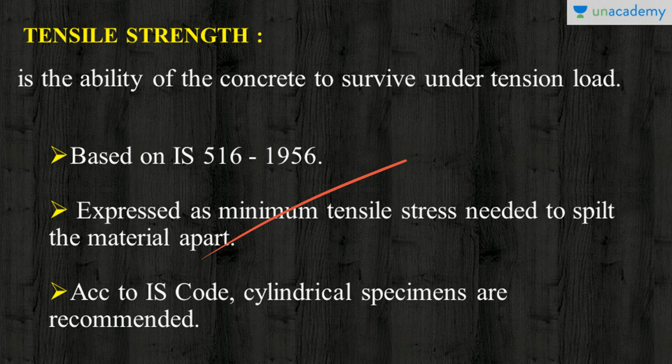According to the Indian Standard Code, cylindrical specimens are recommended for tensile strength. For the compressive strength it was cubical specimens, whereas for the tensile strength these are cylindrical specimens. Now without wasting further time, let's move on to the experiment.